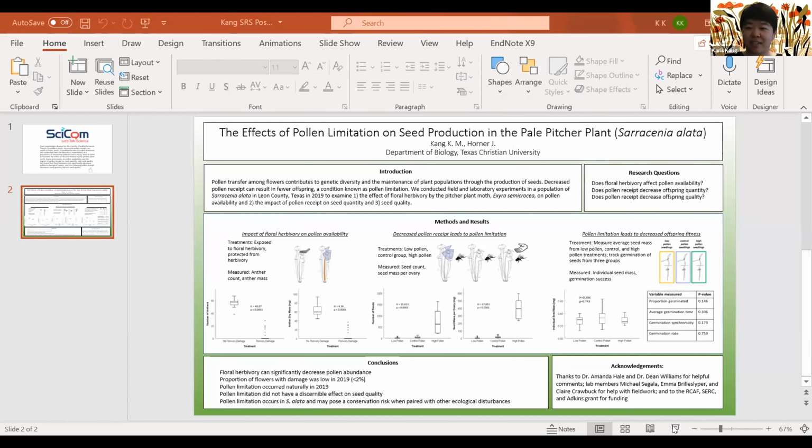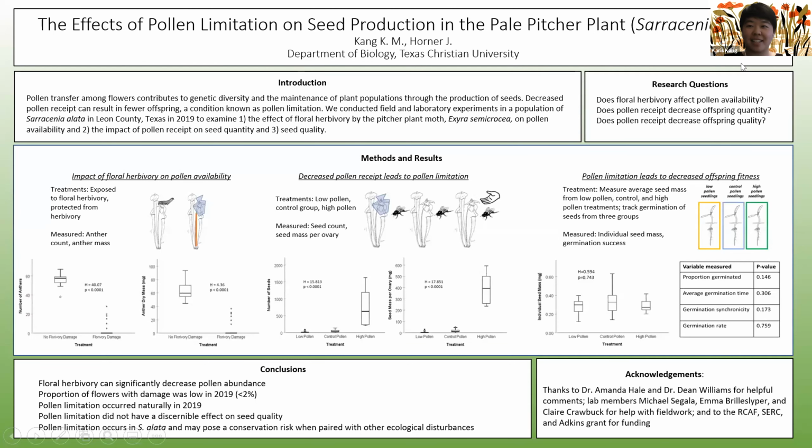Okay, looks like our next presenter is here. So we'll go ahead and introduce Carice Kang. The topic is effects of pollen limitation on seed production in the pale pitcher plant. Let's see, is my screen sharing properly? Yep, you're good. Awesome, thank you so much for the introduction.